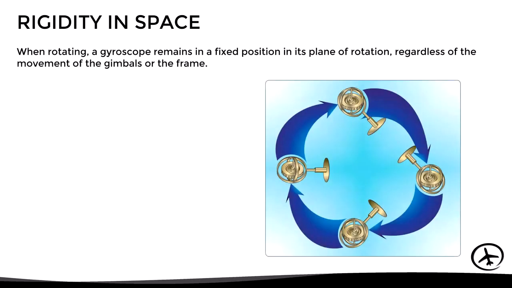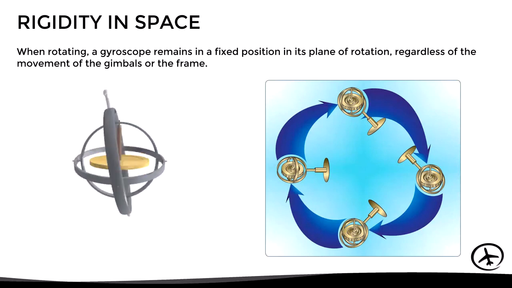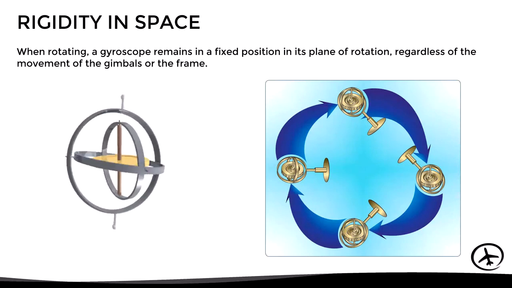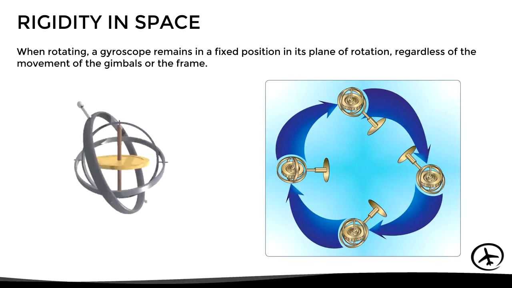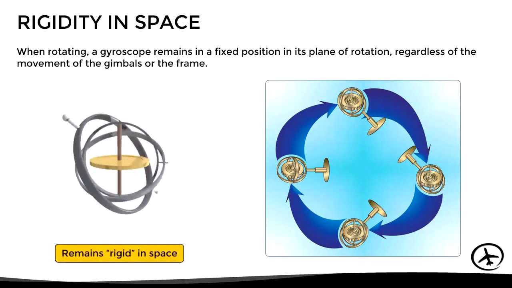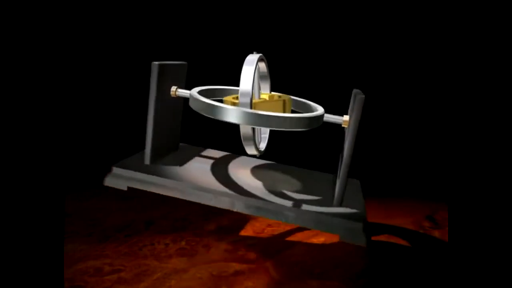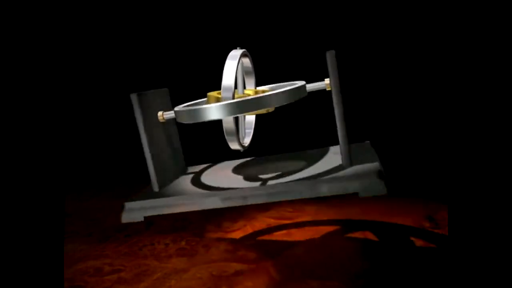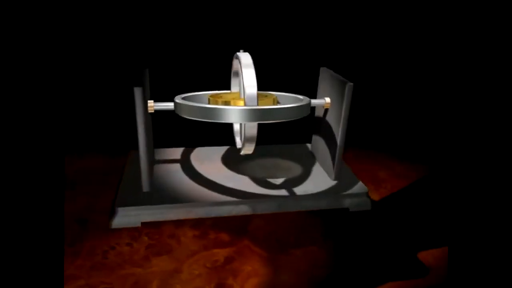Let's take a closer look at each of these, starting with rigidity in space. This establishes that when the rotor of the gyro spins, it remains in a fixed position in its plane of rotation, regardless of the movement of the gimbals or the frame, as we can see in this example. Here, although the gimbals and frame move, the rotor remains rigid in space. We can better appreciate this effect with this other example. Here, as we can see, independently of the movement of the frame or the gimbals, the rotor maintains its axis of rotation rigid in space.